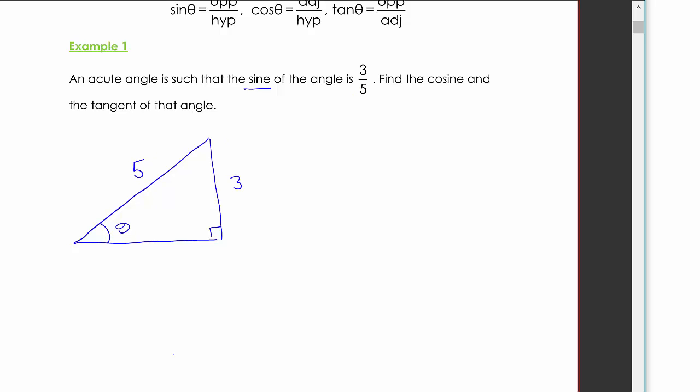Now using Pythagoras, or just knowing the 3, 4, 5 triangle, tells us that this side here is 4. So we want to find the cosine, so cos theta is now adjacent over hypotenuse, which is 4/5, and tan theta is opposite over adjacent, so that's going to be 3/4.